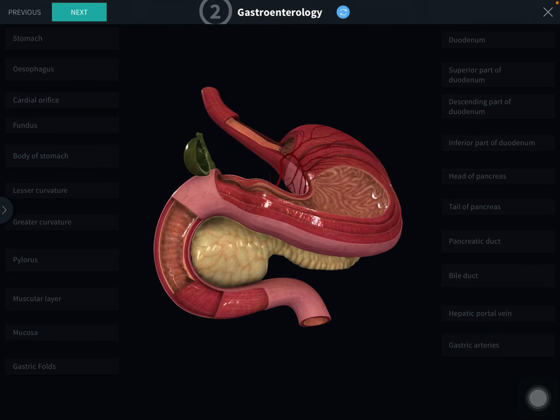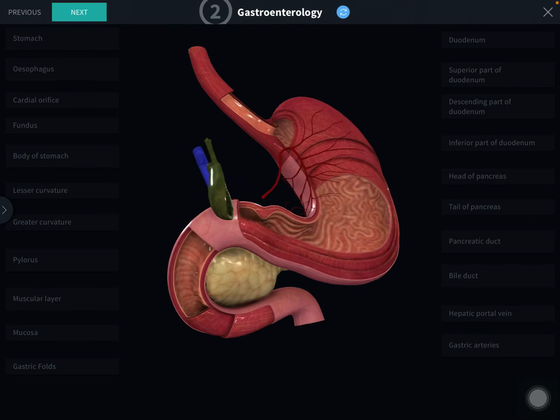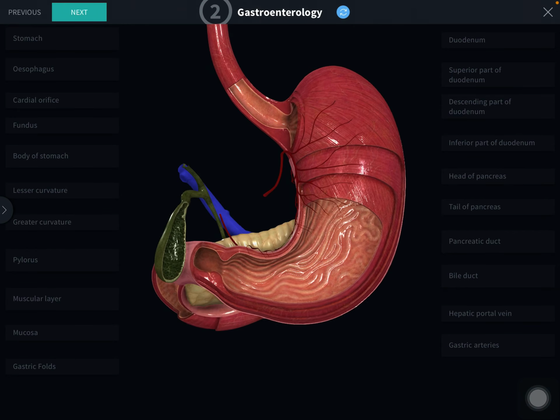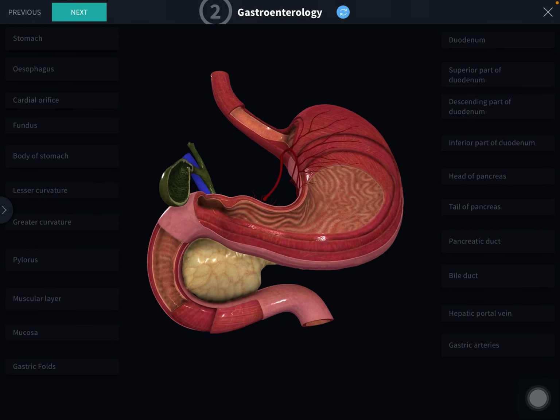When you see the duodenum, you can understand it has four parts. The first part extends from the pylorus. The second part is the next part, the vertical part extending from the superior duodenal flexure to the inferior duodenal flexure. That will be the second part of the duodenum.